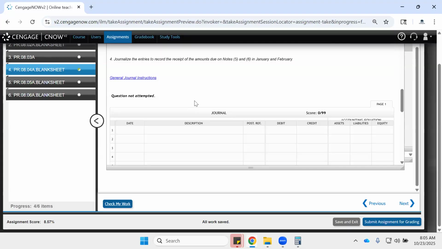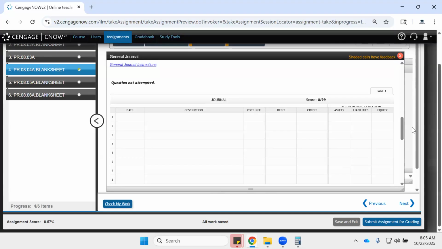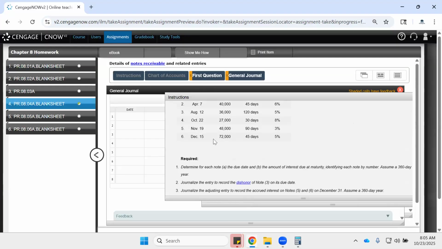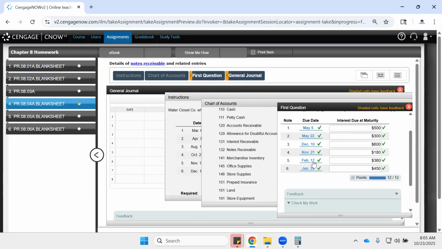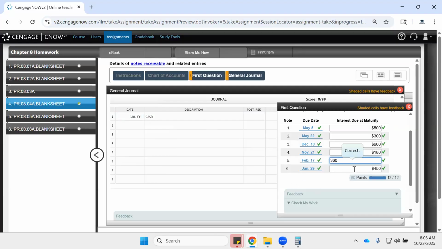Now, journalize the receipt of the amounts due for 5 and 6 in January and February. So we have two different due dates for these. The first of which, and we have that in our first question here, we're going to record the January 29th one first because it was due then. So January 29th. Right, we're receiving cash, and the amount that we receive is the interest due at maturity of $450 plus the initial amount.